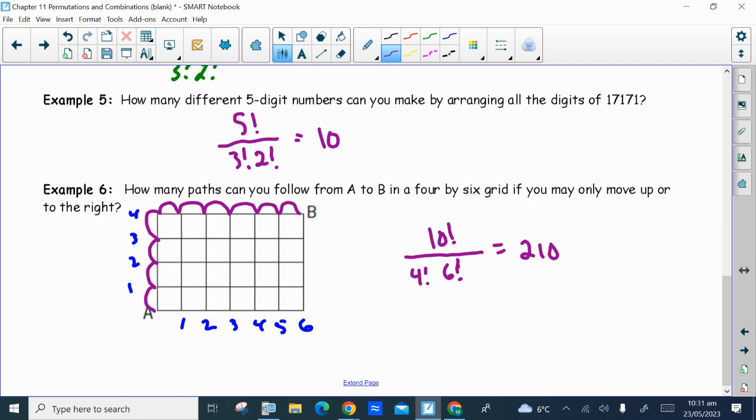Later on this week, we're going to see a couple different ways that we could get this same answer. One of them is using combinations, and one of them uses something known as Pascal's triangle that we'll see towards the end of this chapter. It has different applications. This is one of them.